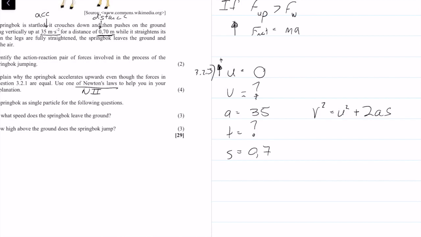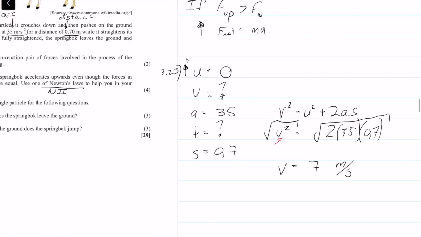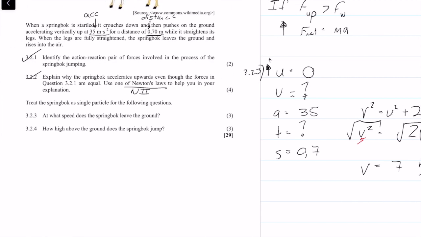V squared is the unknown, equals U squared, which is 0 squared, plus 2 times acceleration times the displacement. Okay, and square rooting both sides, V is the only unknown here, so we can say that V is equal to 7 meters per second. Okay, and it asks for the speed, so speed is a scalar, we don't care about the direction.